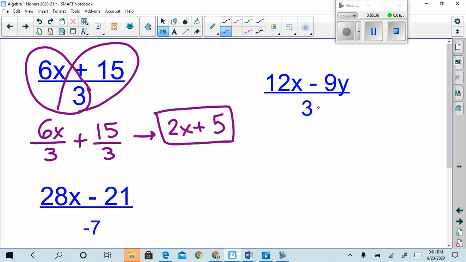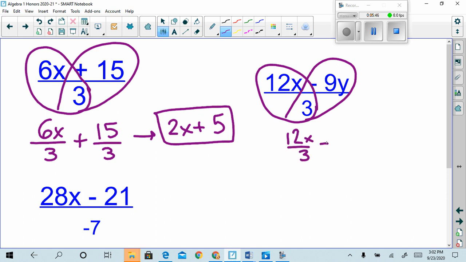We'll do another. Again, we're going to share. This now is a difference. I have 12x divided by 3 minus 9y divided by 3. Simplified, that will give me 4x minus 3y.